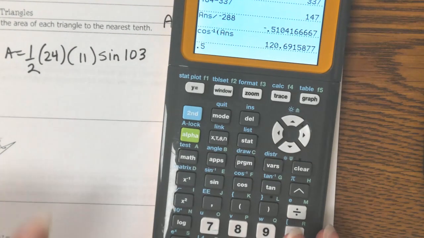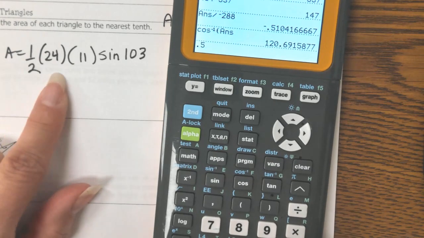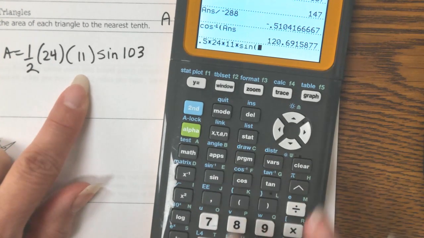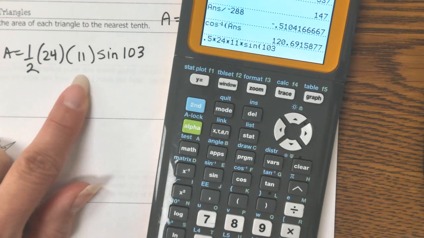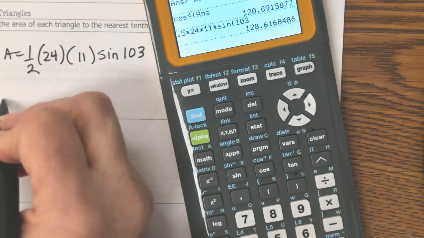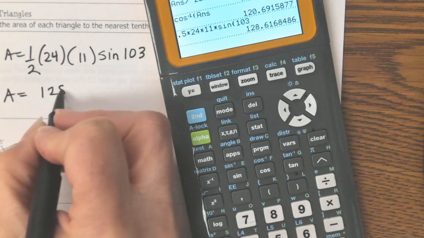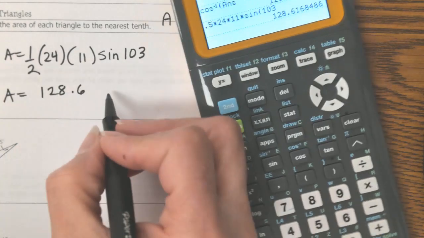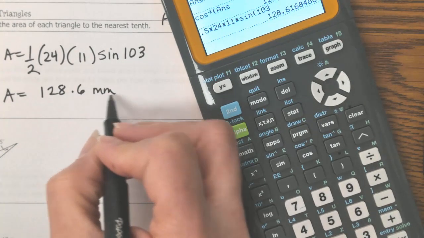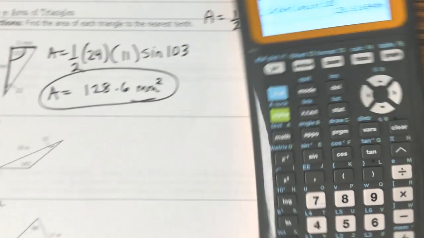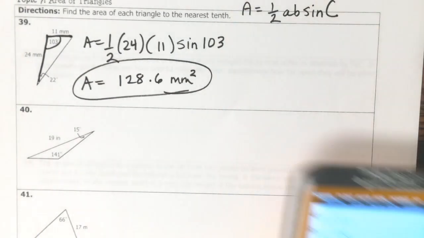It's okay to just type, I like to type the half as just 0.5 times 24 times 11 times sine of 103. If you hit enter, you've got your answer. So it is that simple. And I rounded to the tenth. Now remember, it is area, so it is millimeters squared. And that is our answer for that problem, number 39.